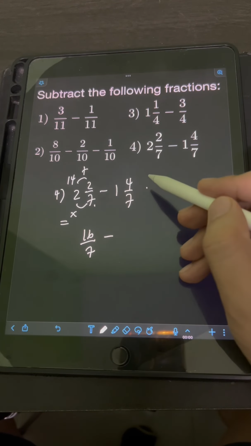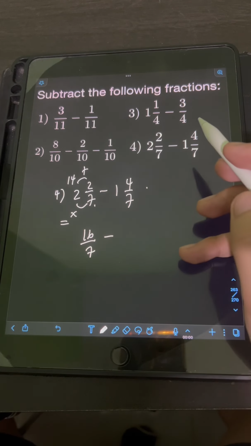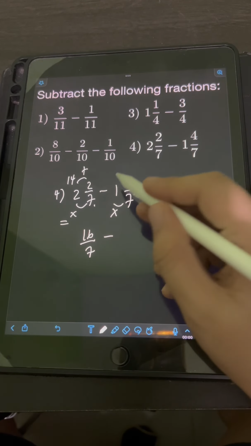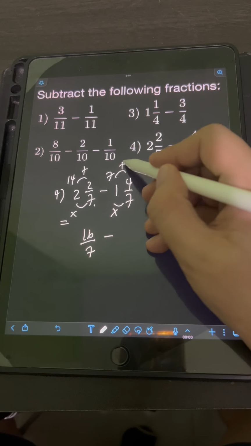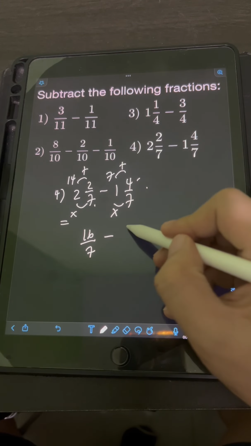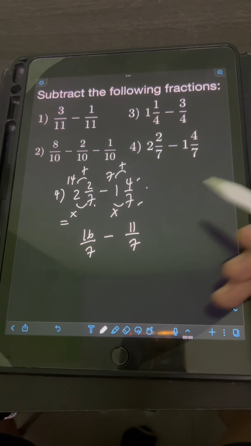Minus, transforming 1 and 4/7 as well to an improper fraction. So we have 1 times 7, that's 7. Then 7 plus 4, 11. So we have 11 over 7.